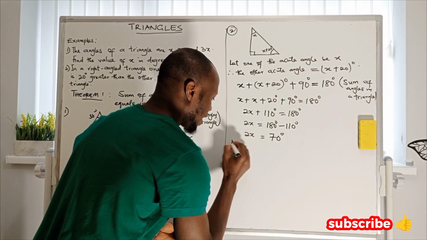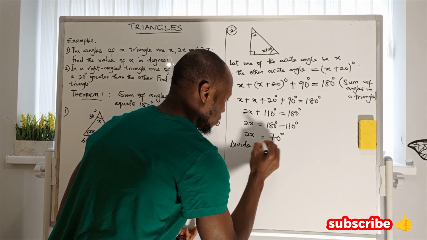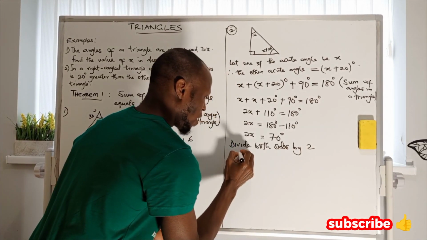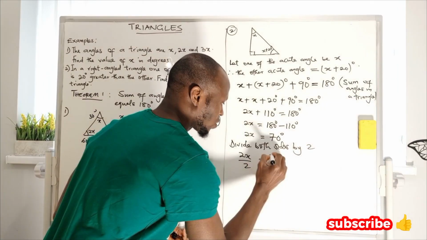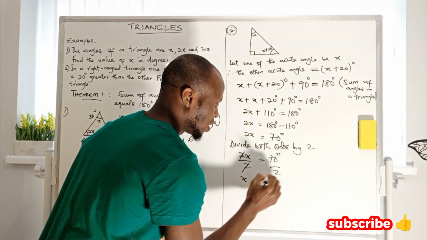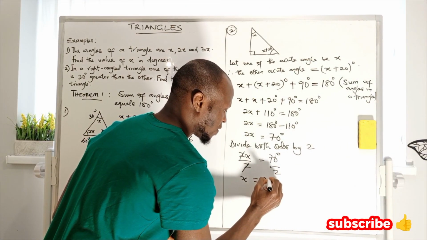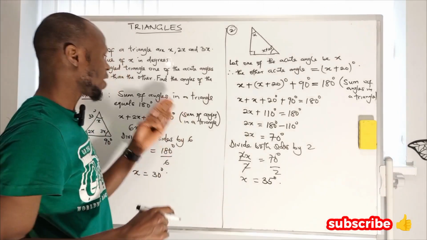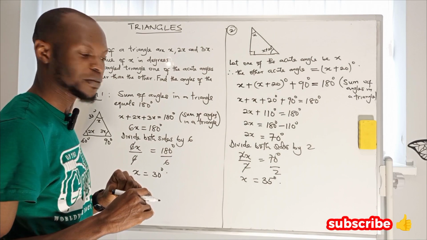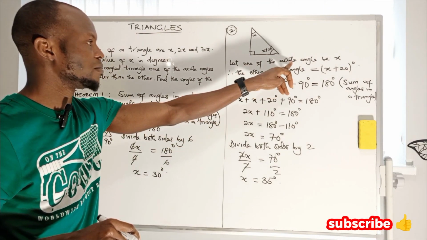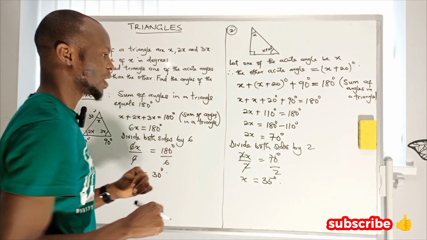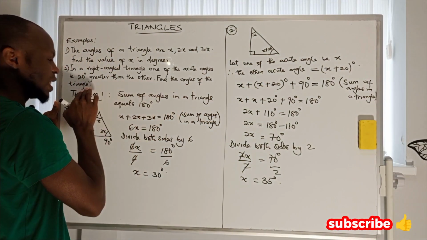So I divide both sides by 2. So we have 2x divided by 2 equals 70 degrees divided by 2. My x, 2 will cancel 2. 70 divided by 2 will give me 35 degrees. Don't forget, in our question, we are not asked to find x. There's nothing related to x in our question. The x came from our assumption, our reference. Okay, now we are asked to find the angles in the triangle.